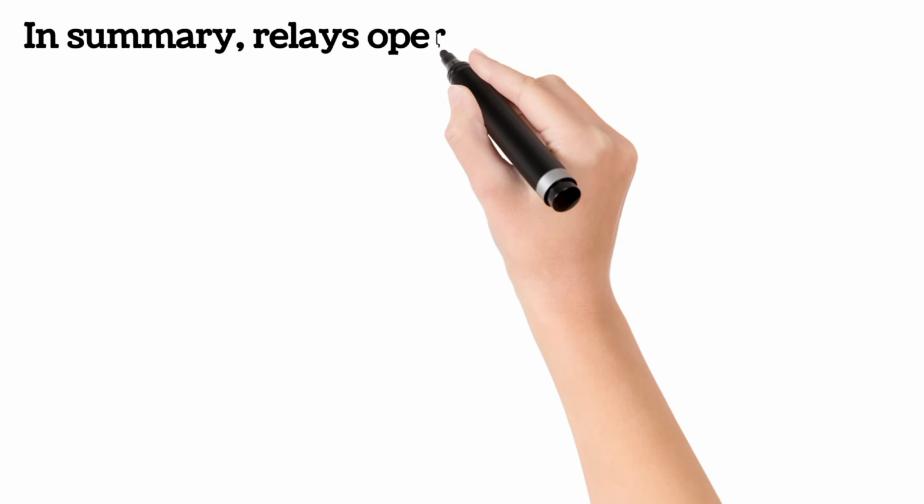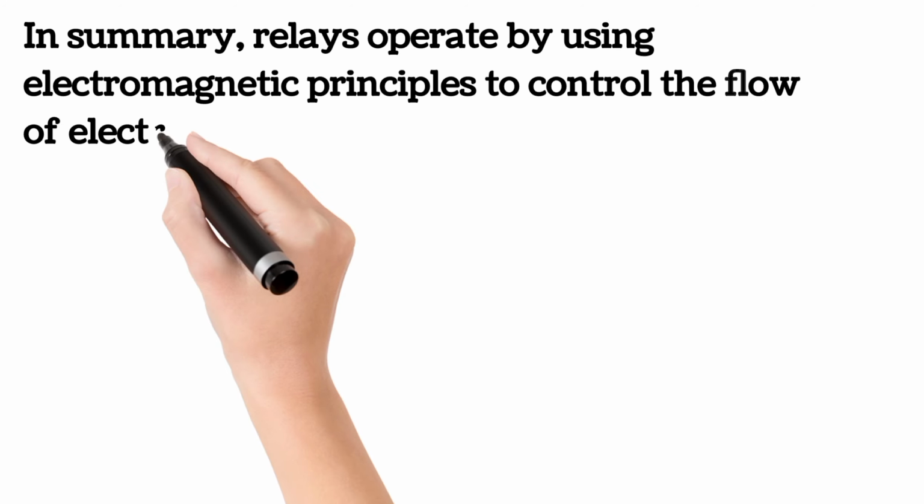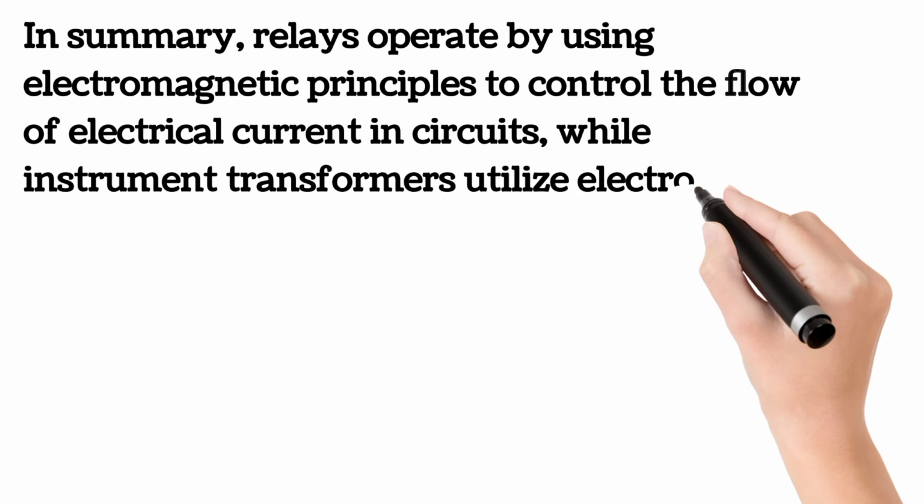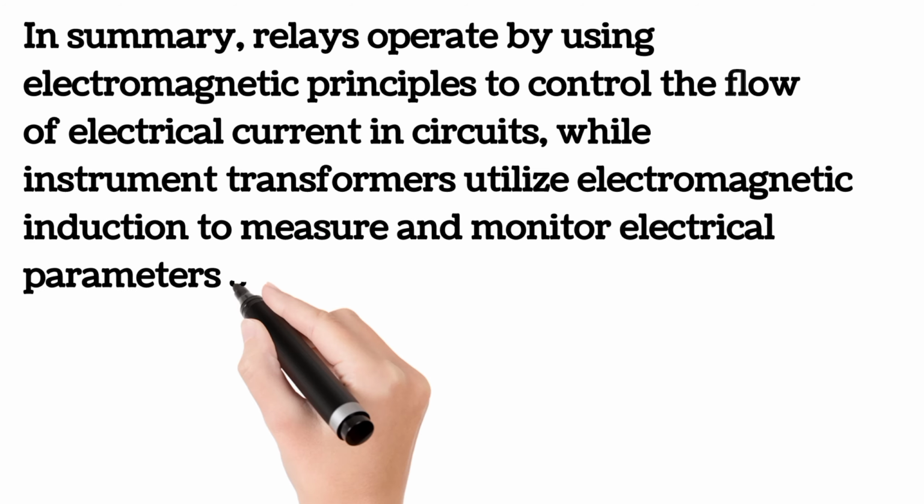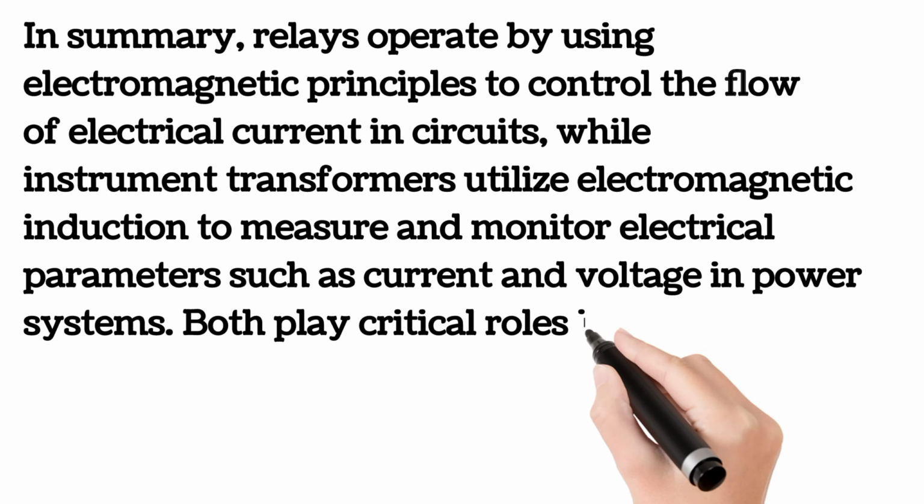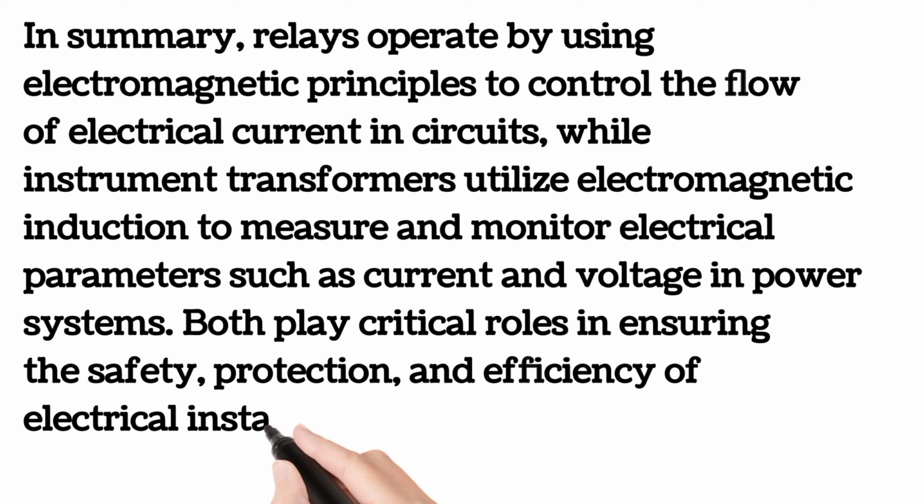In summary, relays operate by using electromagnetic principles to control the flow of electrical current in circuits, while instrument transformers utilize electromagnetic induction to measure and monitor electrical parameters such as current and voltage in power systems. Both play critical roles in ensuring the safety, protection, and efficiency of electrical installations.